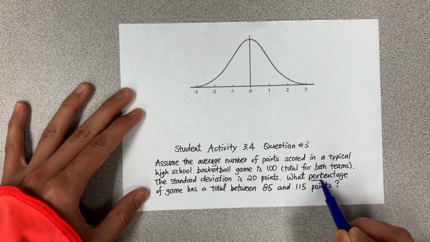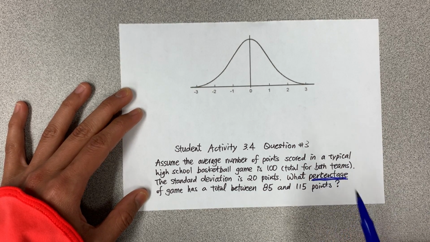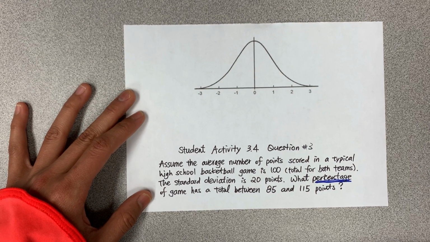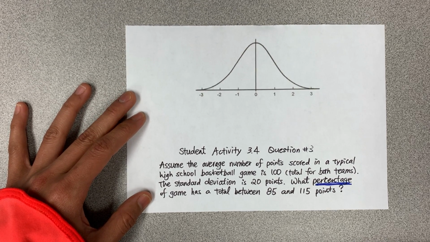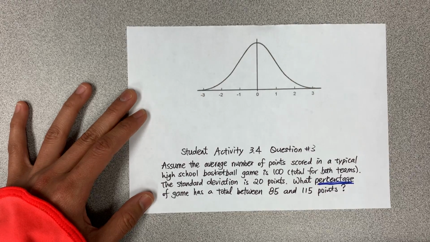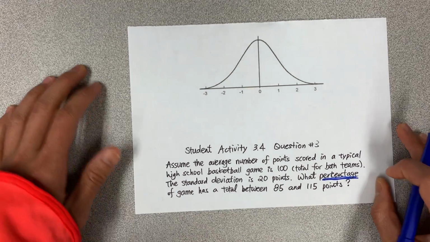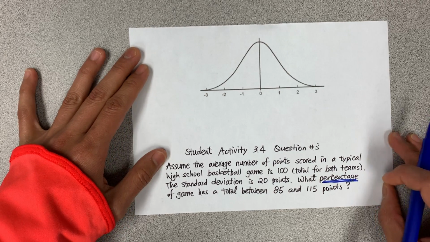What percentage, okay? So this is the keyword. What percentage of games has a total between 85 and 115 points? So what we can do is actually locate what information we have based on the information that was given, okay?